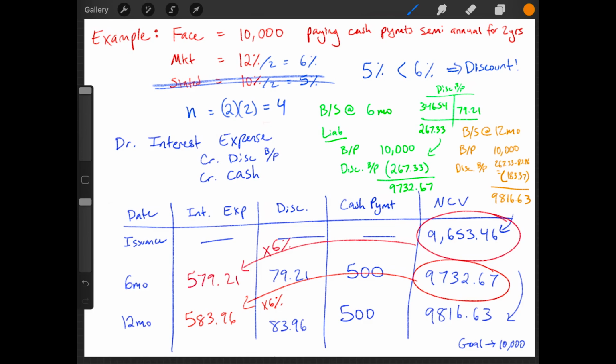If we were to approach a bond that was issued at a premium, essentially you would kind of be doing the opposite steps, right? So you would be amortizing a premium account to get your net carrying value to decrease to that $10,000 face amount, etc., etc.